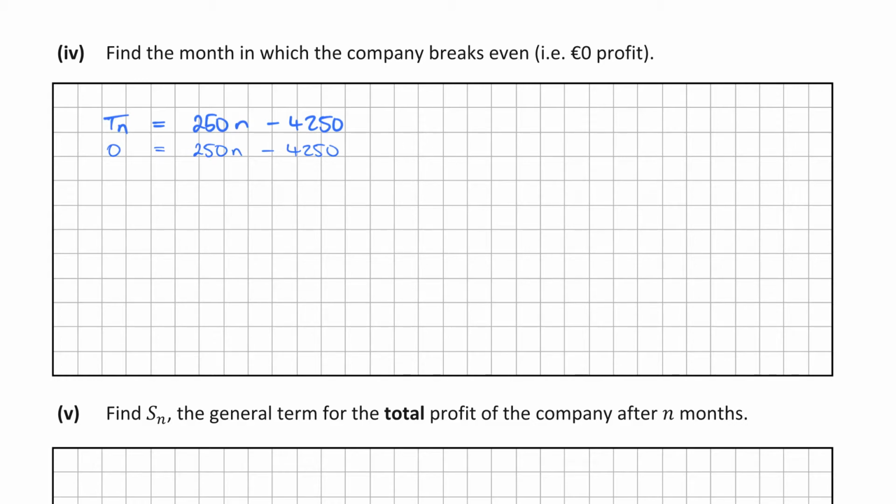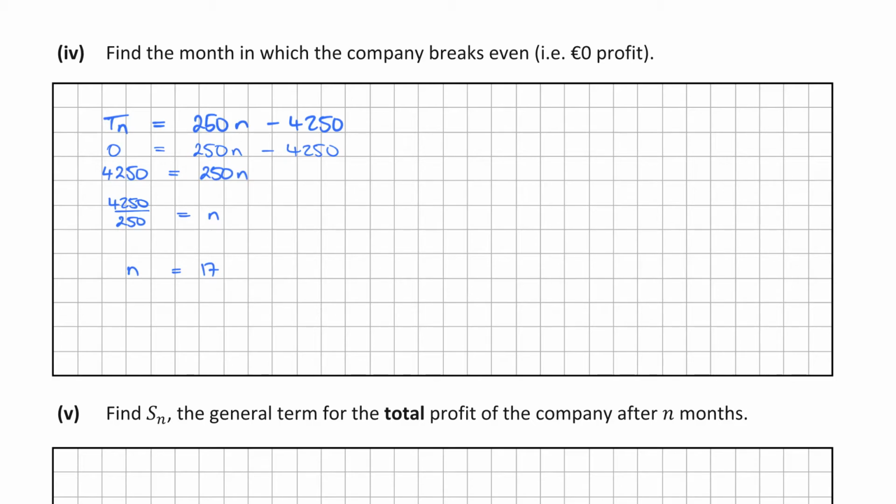So I'll bring the negative 4,250 over to the left hand side and I'll end up with 4,250 is equal to 250n. Now to get n by itself, what I need to do is divide both sides by 250. So 4,250 divided by 250 will give us n. So n in that case, if you type that into the calculator, you would have got 17. So that means it's going to be 17 months into the business, you could say.